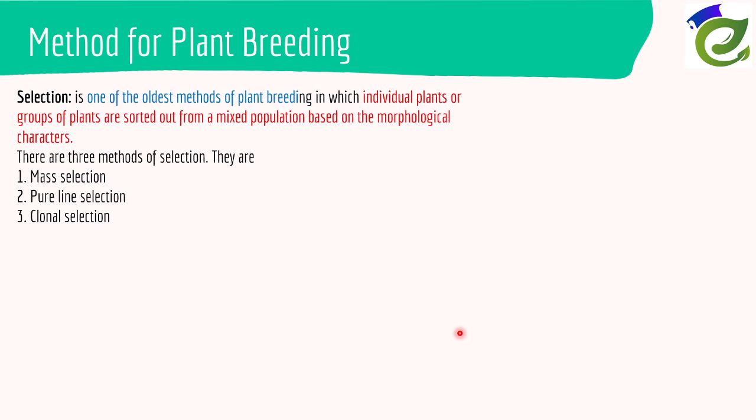So the next is selection. Selection is the oldest method in plant breeding. Individual plants or groups of plants are sorted out from a mixed population based on morphological characters. There are 3 types of selection: mass selection, pure line and clonal selection.